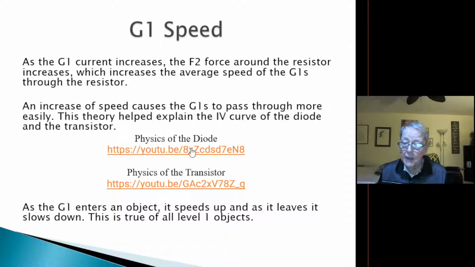But this same thing applies, and it actually conceptually helped explain the shape of the IV curve, for which there is no present explanation. As the G1 enters an object, it speeds up, and then as it leaves, gets halfway through, so to speak, it slows down. And this is true of all objects, whether it's light going through a prism or G1, gravity, going through my body.